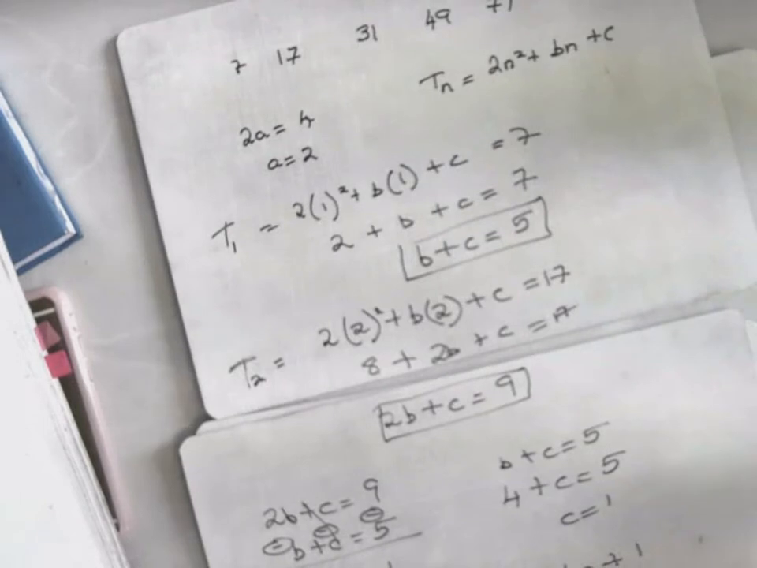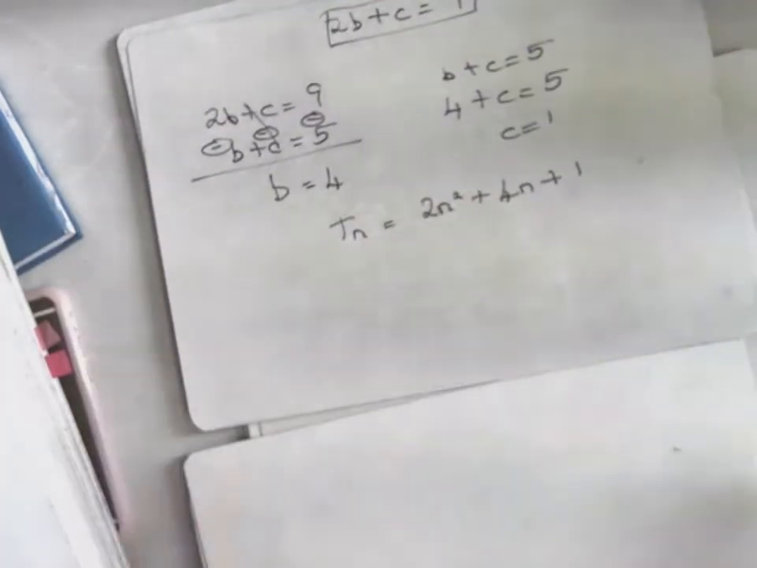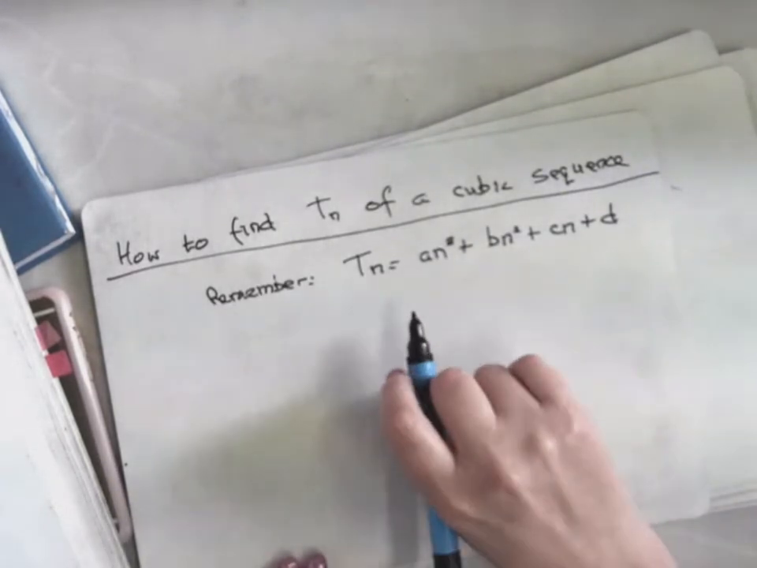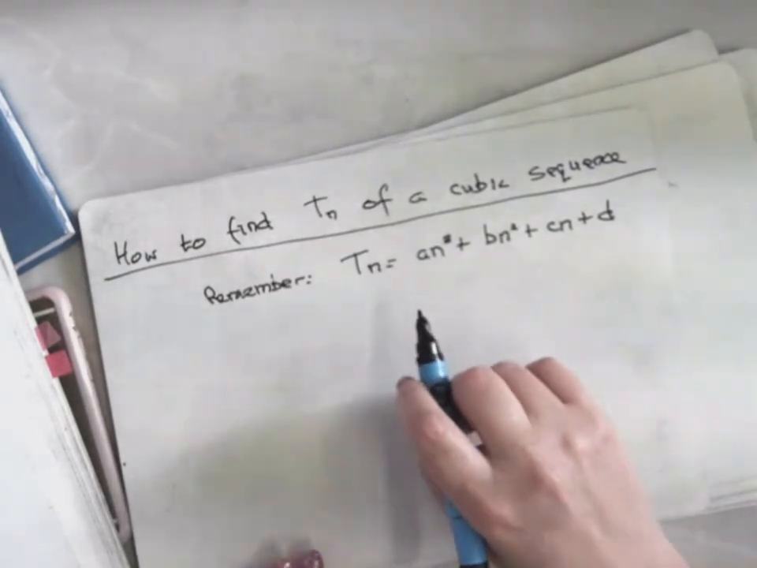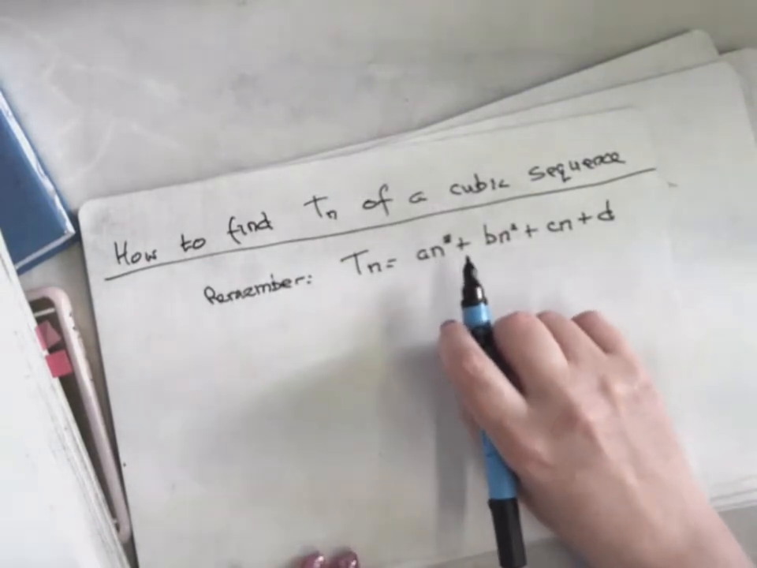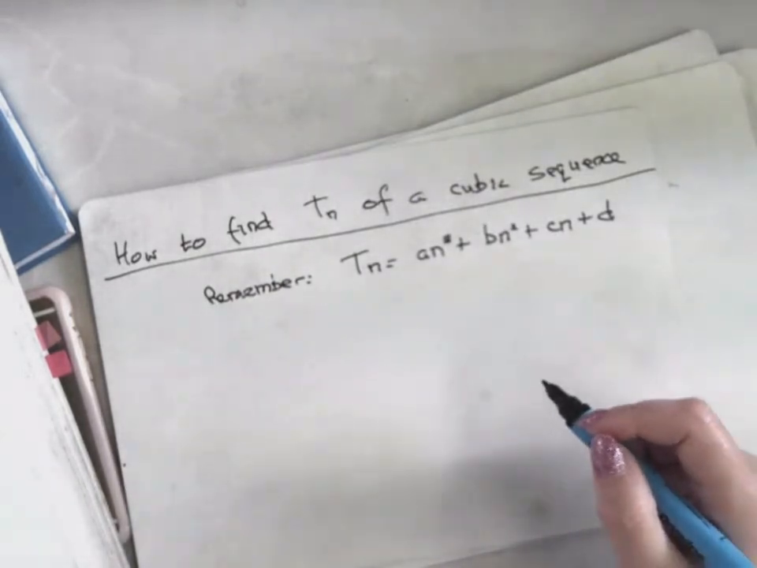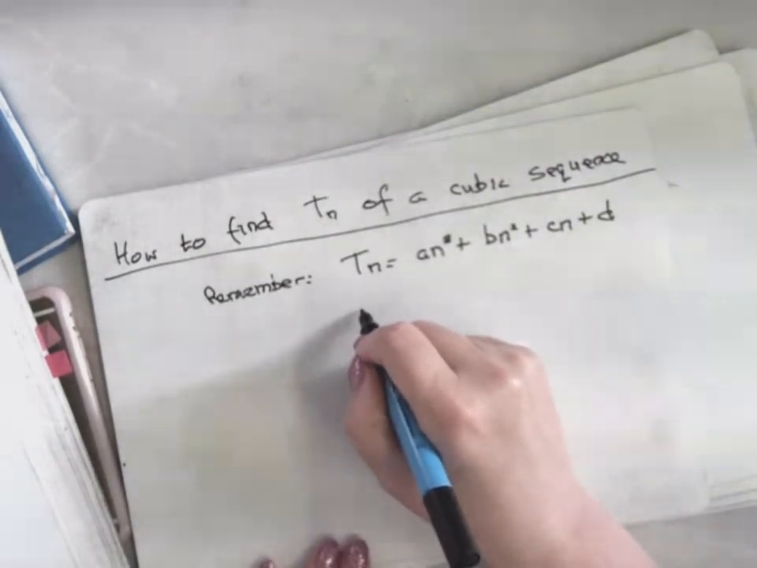Okay, new to this year is how to find the Tn of a cubic sequence, the ones where the third difference is a constant. If the first difference is a constant, it's linear. If the second difference is a constant, it's quadratic. If the third difference is a constant, it's cubic. The general form of a cubic sequence is an cubed plus bn squared plus cn plus d. And the second thing you need to remember is that 6a is equal to the third difference.